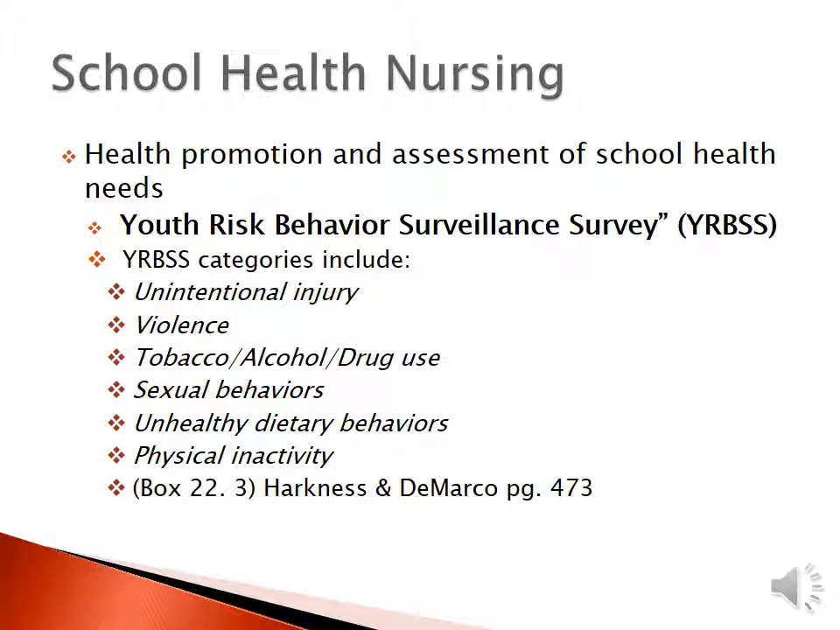There are several surveillance categories to familiarize yourself with on the slide. These are also found on page 473 of your textbook. They include unintentional injury, violence, tobacco use, alcohol and drug use, sexual behaviors, unhealthy dietary behaviors, and physical activity.